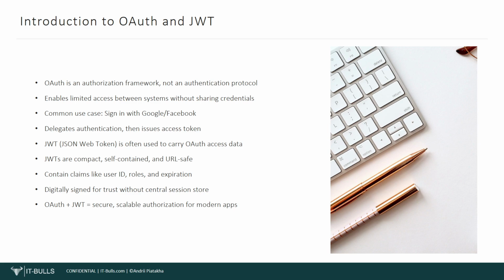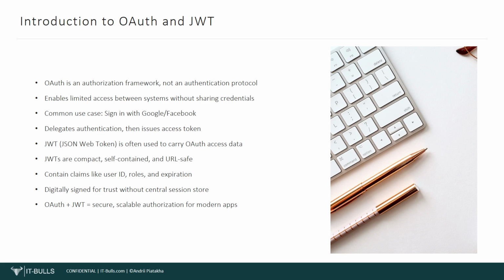Let's begin our journey into securing modern applications by exploring two fundamental concepts: OAuth and JWT. OAuth, or Open Authorization, is not a protocol for authentication, as many mistakenly believe, but rather a powerful authorization framework. It allows one system to grant limited access to another system without sharing credentials. Imagine you want to sign into a website using your Google account. OAuth makes that possible. It delegates the authentication process to a trusted provider and then issues a token to allow controlled access.